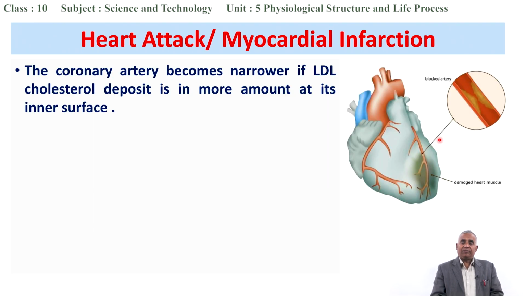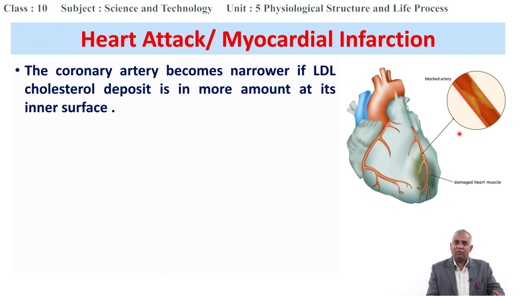Some more about it. The coronary artery becomes narrower if LDL, the full form of LDL, is low density lipoprotein. Lipoprotein means lipid and protein, that is fat and protein in combined form. There are two types of lipoprotein, LDL and HDL. HDL is advantageous. If it is found in more amount, it does not clot in blood vessels because its excess amount is broken down in the liver.